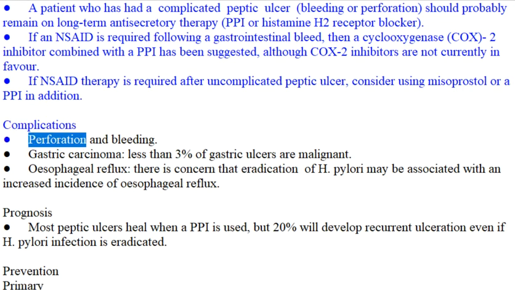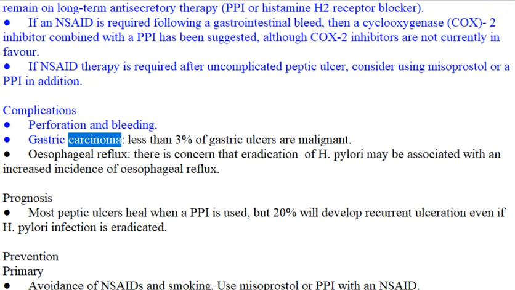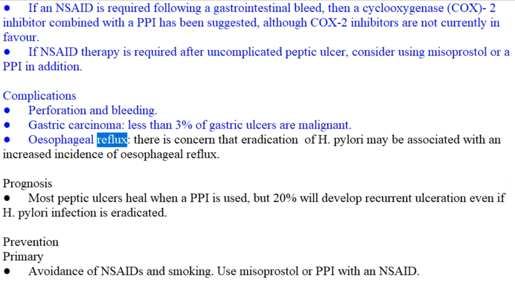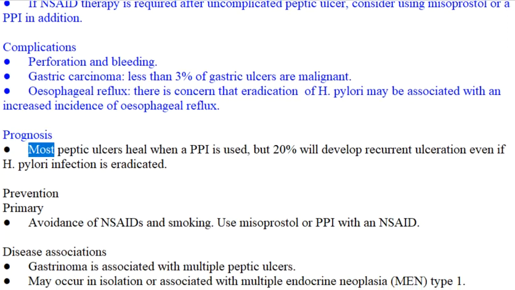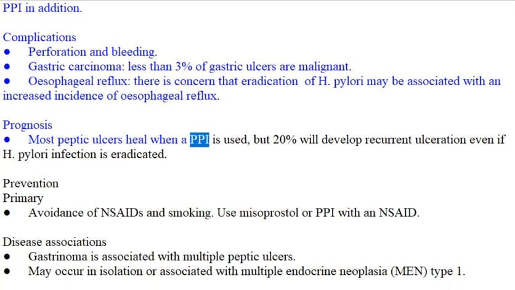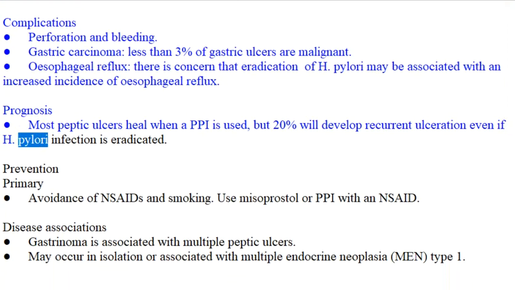Complications: perforation and bleeding. Gastric carcinoma: less than 3% of gastric ulcers are malignant. Esophageal reflux: there is concern that eradication of H. pylori may be associated with an increased incidence of esophageal reflux. Prognosis: most peptic ulcers heal when a PPI is used, but 20% will develop recurrent ulceration even if H. pylori infection is eradicated.